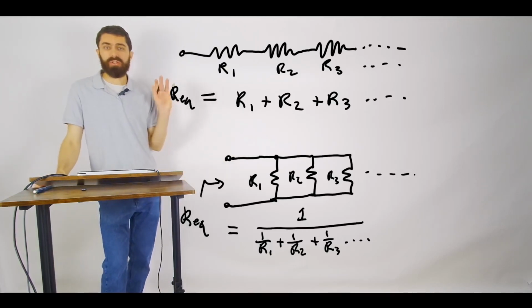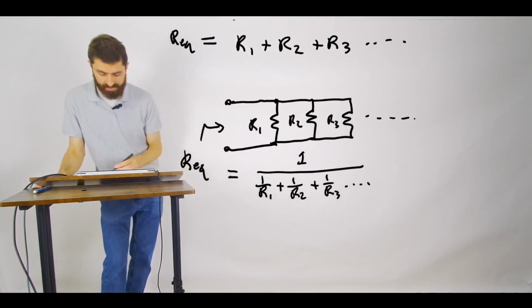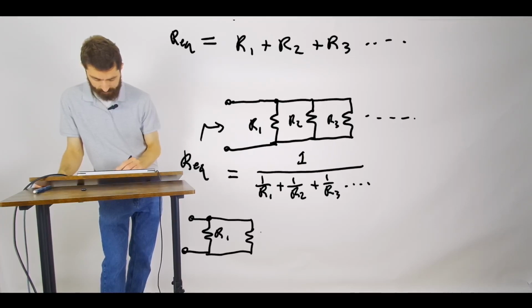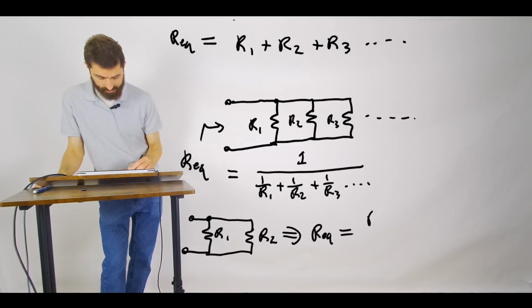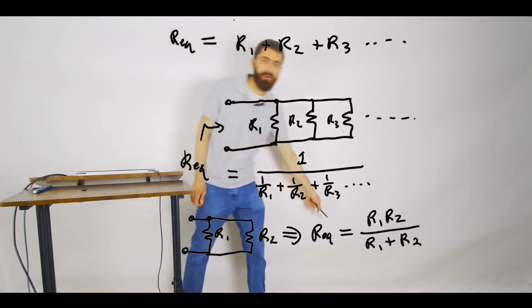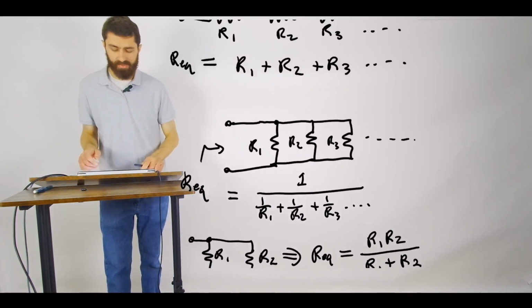If you have just two resistors, then the formula is a little simpler. So if you have R1 and R2, the equivalent resistance of that is equal to R1 times R2 over R1 plus R2. So that's a pretty handy formula to use, and it's easier to memorize.